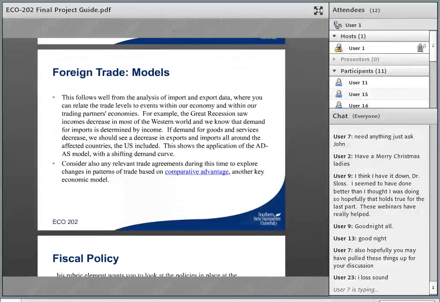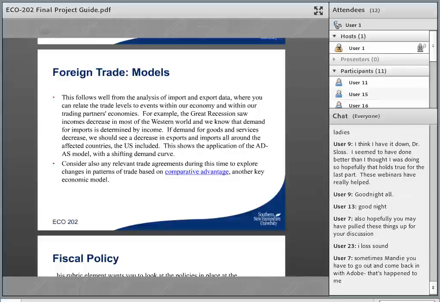All right, so then there's one more slide for foreign trade, and this one is foreign trade models. Like we've done with a lot of our other milestones, this is looking for you to bring in those macroeconomic models to explain a little bit more about the role of trade in the economy.